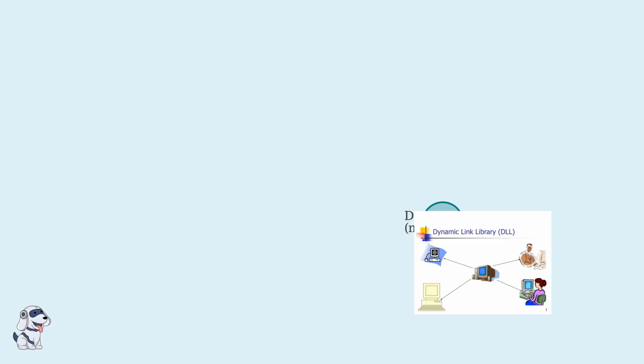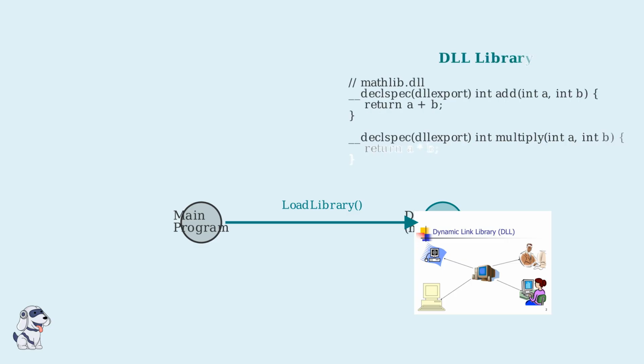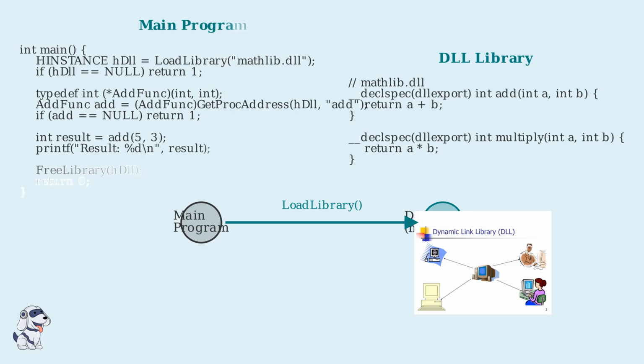In dynamic linking on Windows, math functions are compiled into a dynamic library known as a DLL. This DLL contains the reusable code that the main program can load at runtime. The main program uses LoadLibrary to explicitly load the DLL into memory. This function returns a handle to the DLL if successful. Next, GetProcAddress retrieves function pointers from the loaded DLL. For example, it can get a pointer to the add function defined in the DLL.